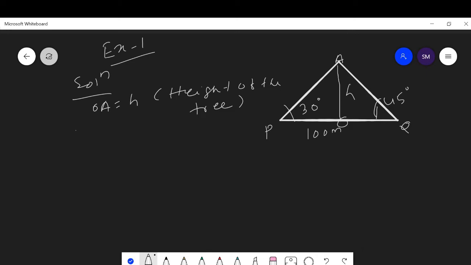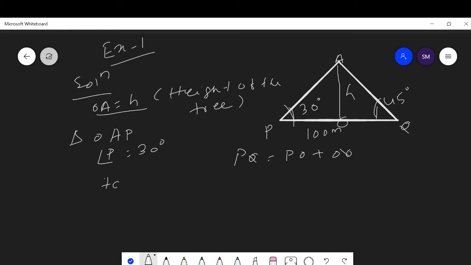And let us consider the triangle OAP. Here the angle of elevation is 30 degrees, meaning angle P is equal to 30 degrees, and OA is equal to h, and PQ is 100 meters. PQ is 100 meters, and what is PQ? PQ is equal to OP plus OQ.